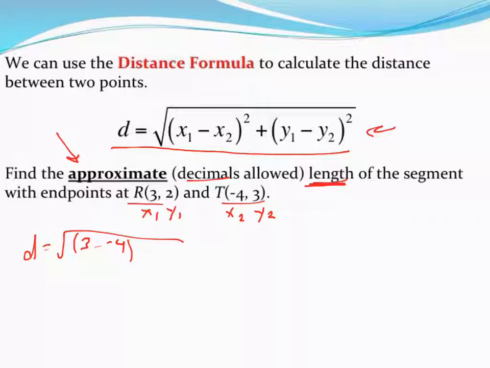Be sure to include both the minus and the negative. I see that mistake a lot. People forget one of those signs. And then square it, plus we've got y2, or y1, which is 2, minus y2, which is 3 squared.